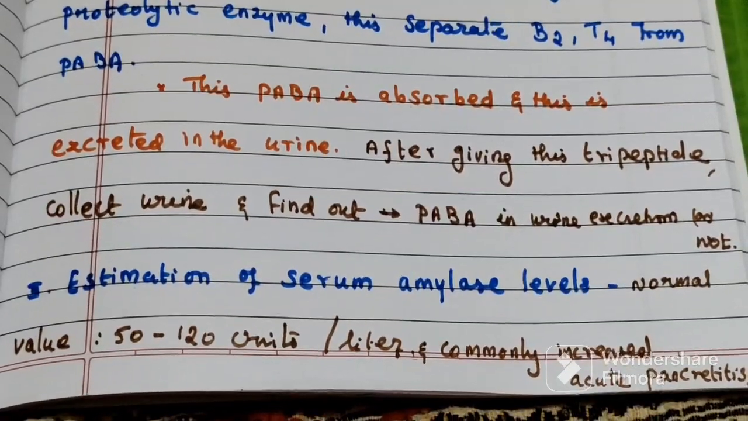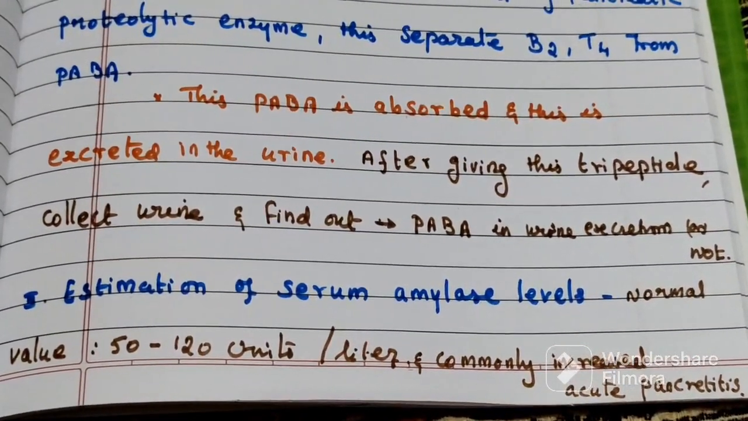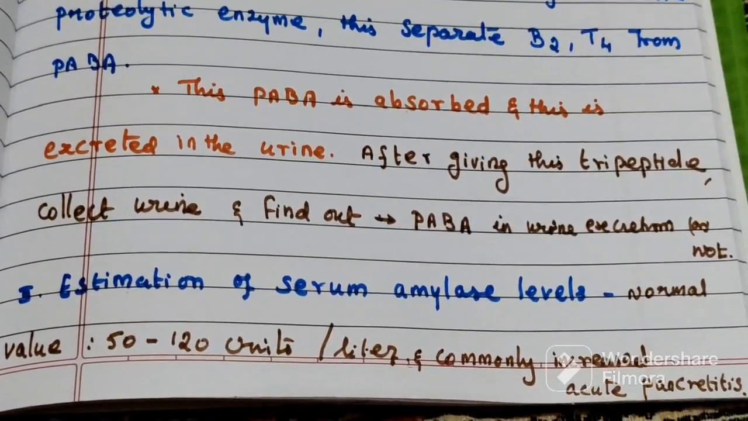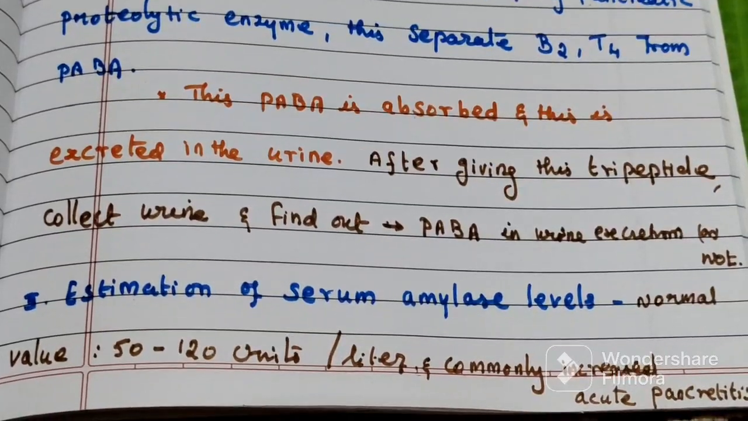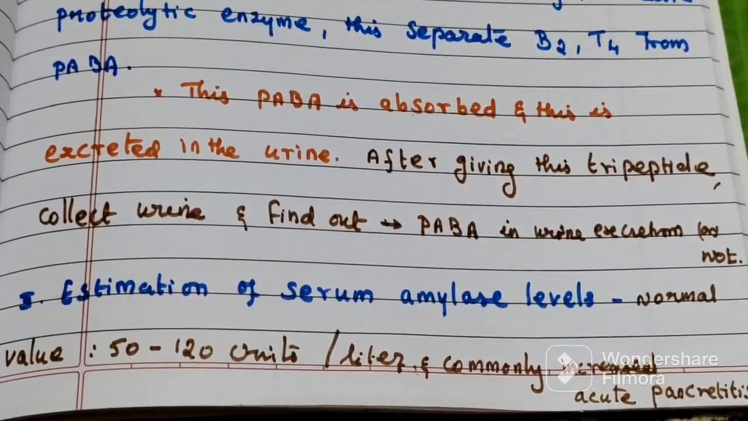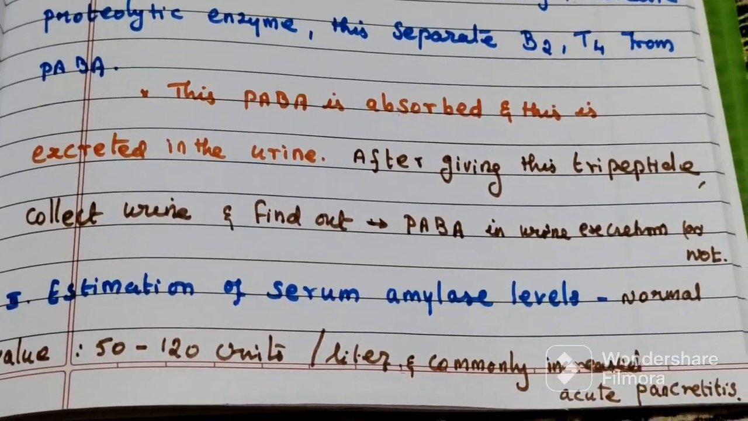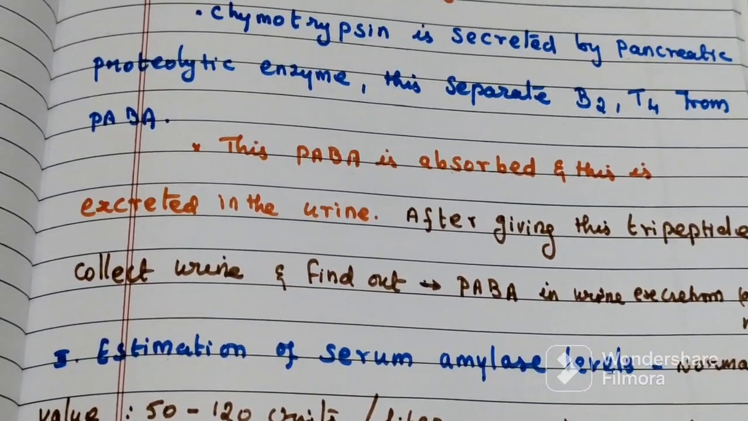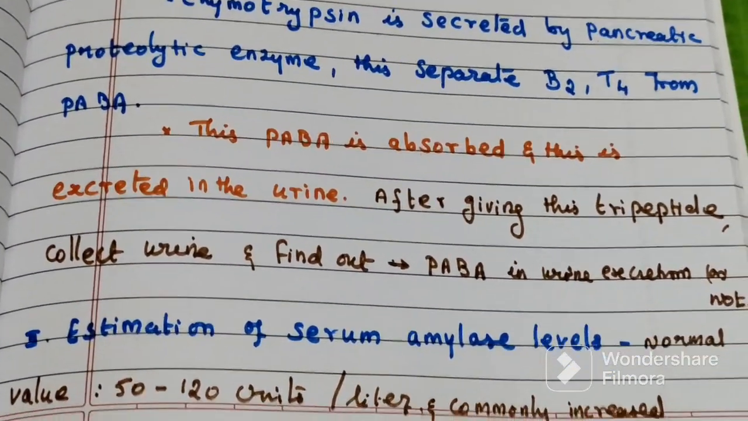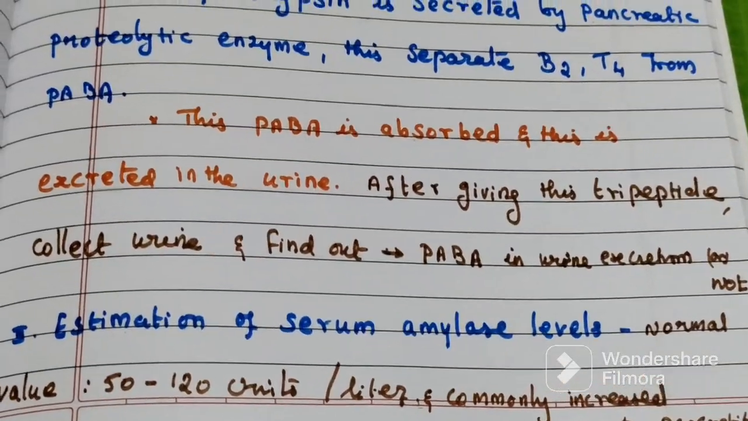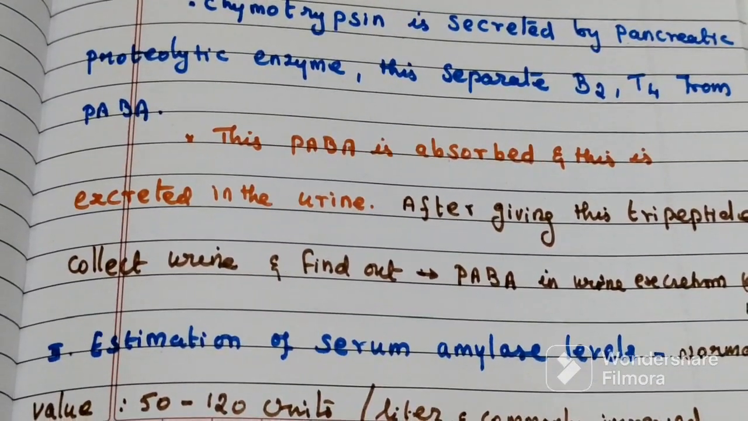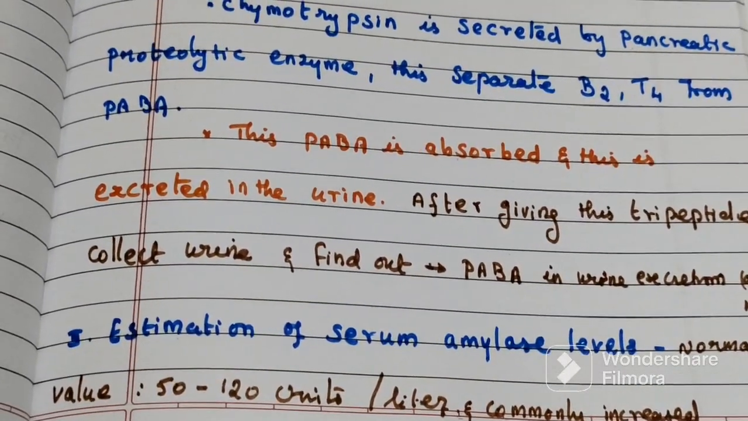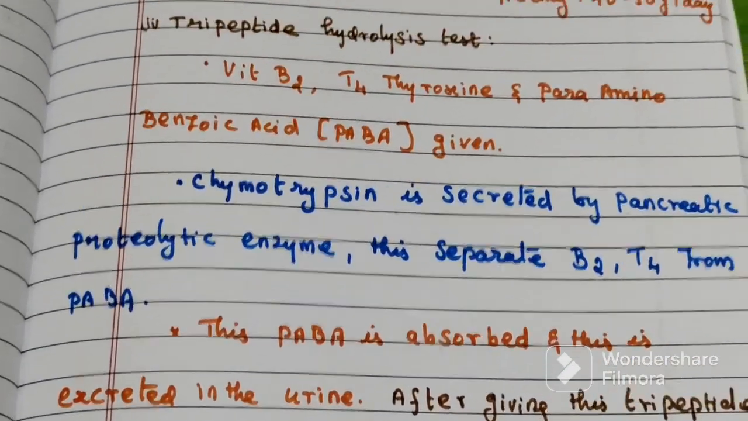The third variety of test is estimation of serum amylase level. The normal level is 50 to 120 units per liter. It commonly increases in patients with acute pancreatitis, so to diagnose acute pancreatitis you have to estimate the level of serum amylase. So this is all about pancreatic function tests.